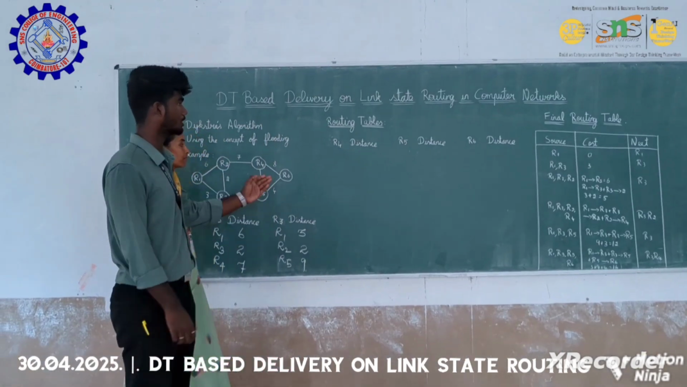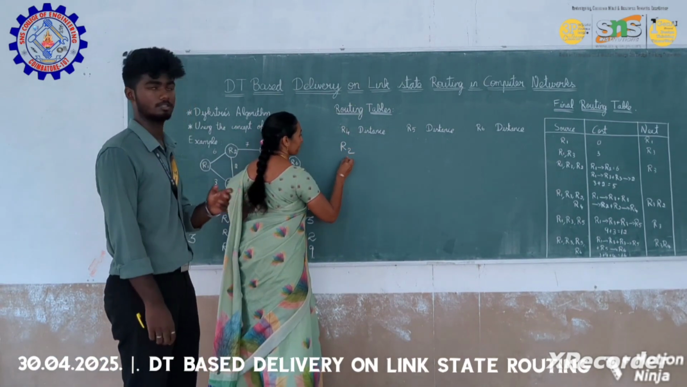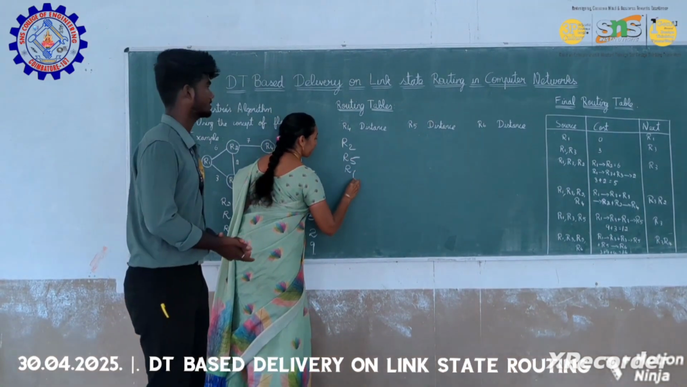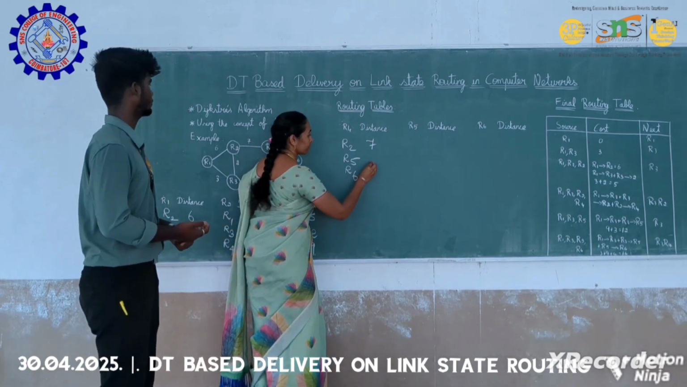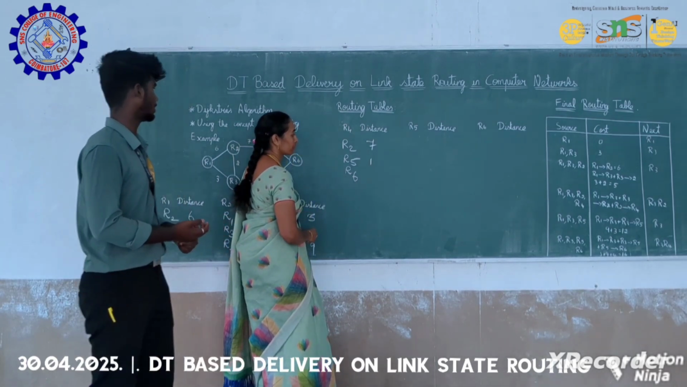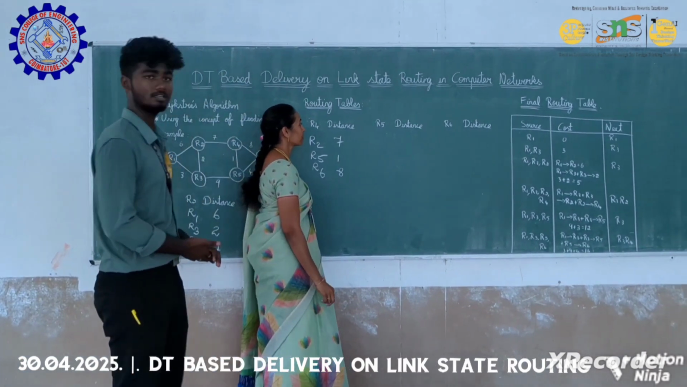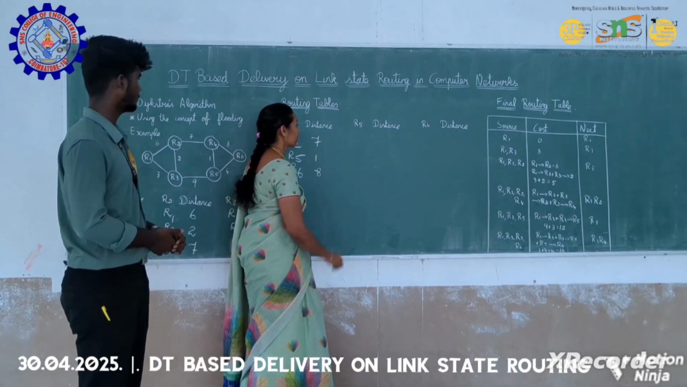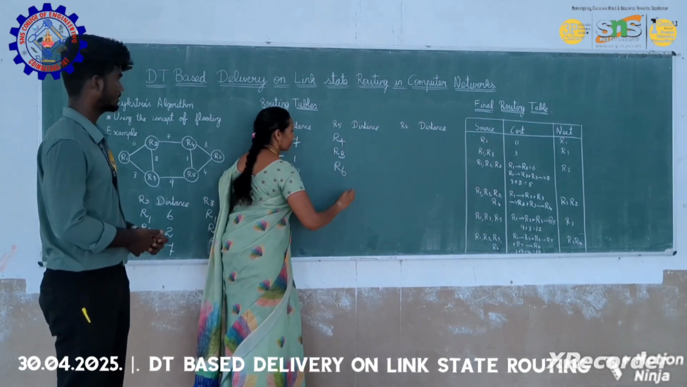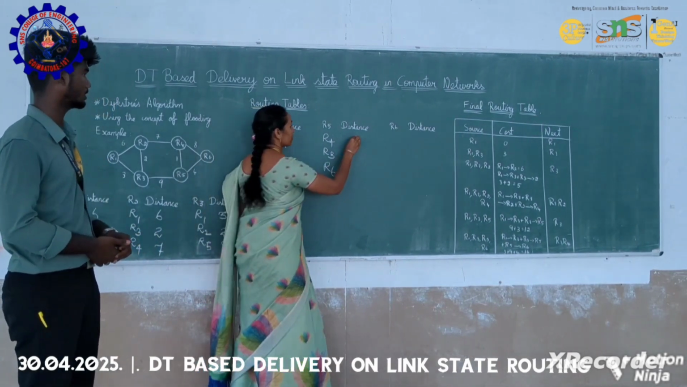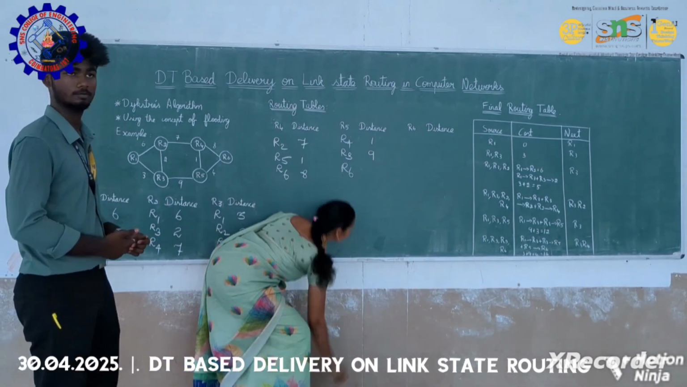Now let's find the routing table for R4. The adjacent nodes of R4 are R2, R5 and R6. The distance between R4 and R2 is 7. The distance between R4 and R5 is 1. The distance between R4 and R6 is 8. Now let's find the routing table for R5. The adjacent nodes for R5 are R4, R3 and R6. The distance between R5 and R4 is 1. The distance between R5 and R3 is 9. And the distance between R5 and R6 is 4.